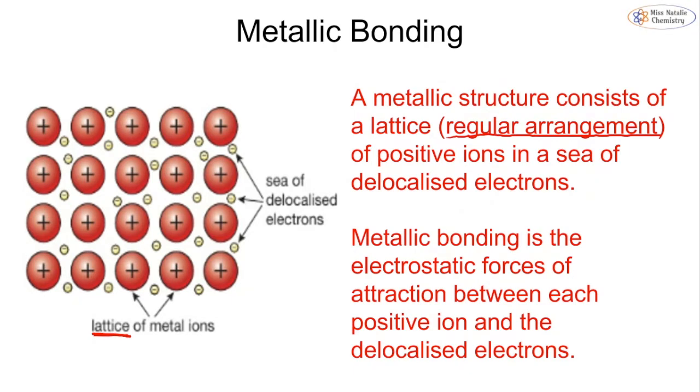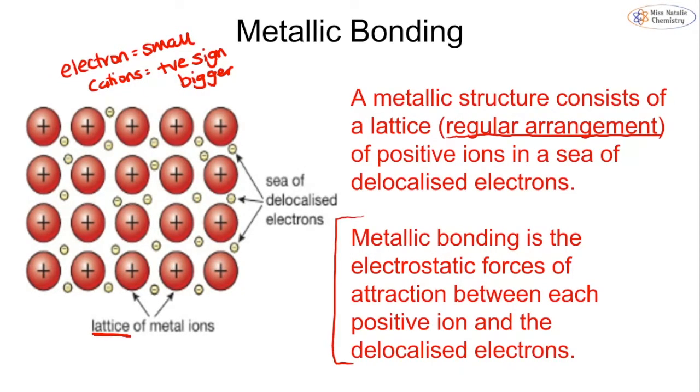Now notice that the electrons in the diagram are drawn very small, and the cations have a positive sign and they are bigger than the electrons. This is quite important when you're drawing your diagram. You want to try and be as accurate as possible. And as we said, metallic bonding is defined as the electrostatic force of attraction between the positive ions and the delocalized electrons. So this is a key definition that we have to know.